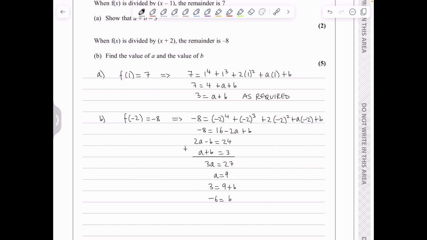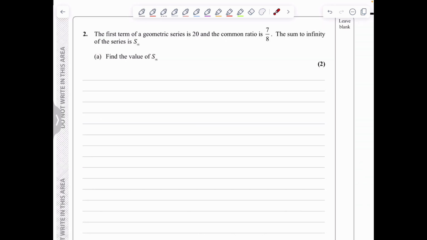and therefore we obtain that b is negative 6. In question 2, we've got the first term of a geometric series being 20 and the common ratio being 7 over 8, and we need to determine the value of the sum to infinity. Well, it is given in the formula booklet that the sum to infinity is given by a over 1 minus r, where a is the first term and r is the common ratio. So in our case, the sum to infinity is going to be 20 over 1 minus 7 over 8, which gives an answer of 160.